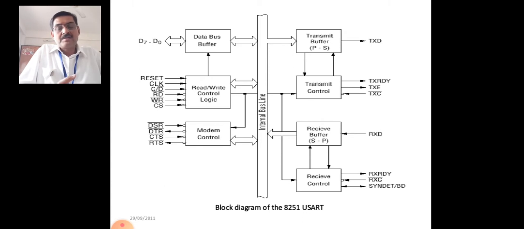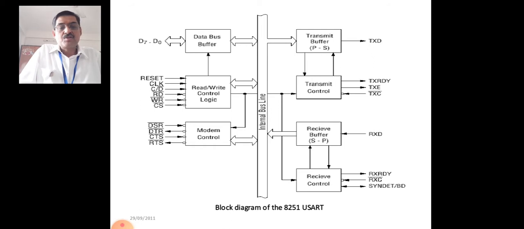Next is RD bar, this signal is used to perform the read operation, and WR bar, this signal is used to perform the write operation. And CS bar, the chip select signal. This signal is used to select the chip. Chip means the 8251 IC. If the signal on this pin is low, only then the 8251 IC will work. Otherwise, if the signal on this pin is high, the 8251 will be disabled. It can't perform any function.